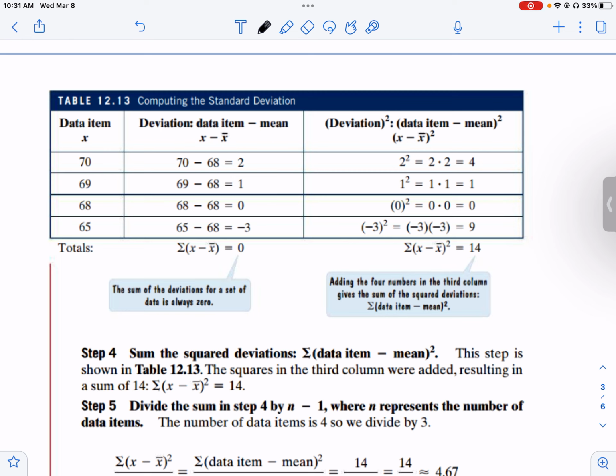Okay, in that third column, we're going to do 2 times 2 is 4. 1 times 1 is 1. 0 times 0 is 0. Negative 3 times negative 3 is positive 9. Okay, now next you add those. So that's 4 plus 1 plus 0 plus 9 equals 14.